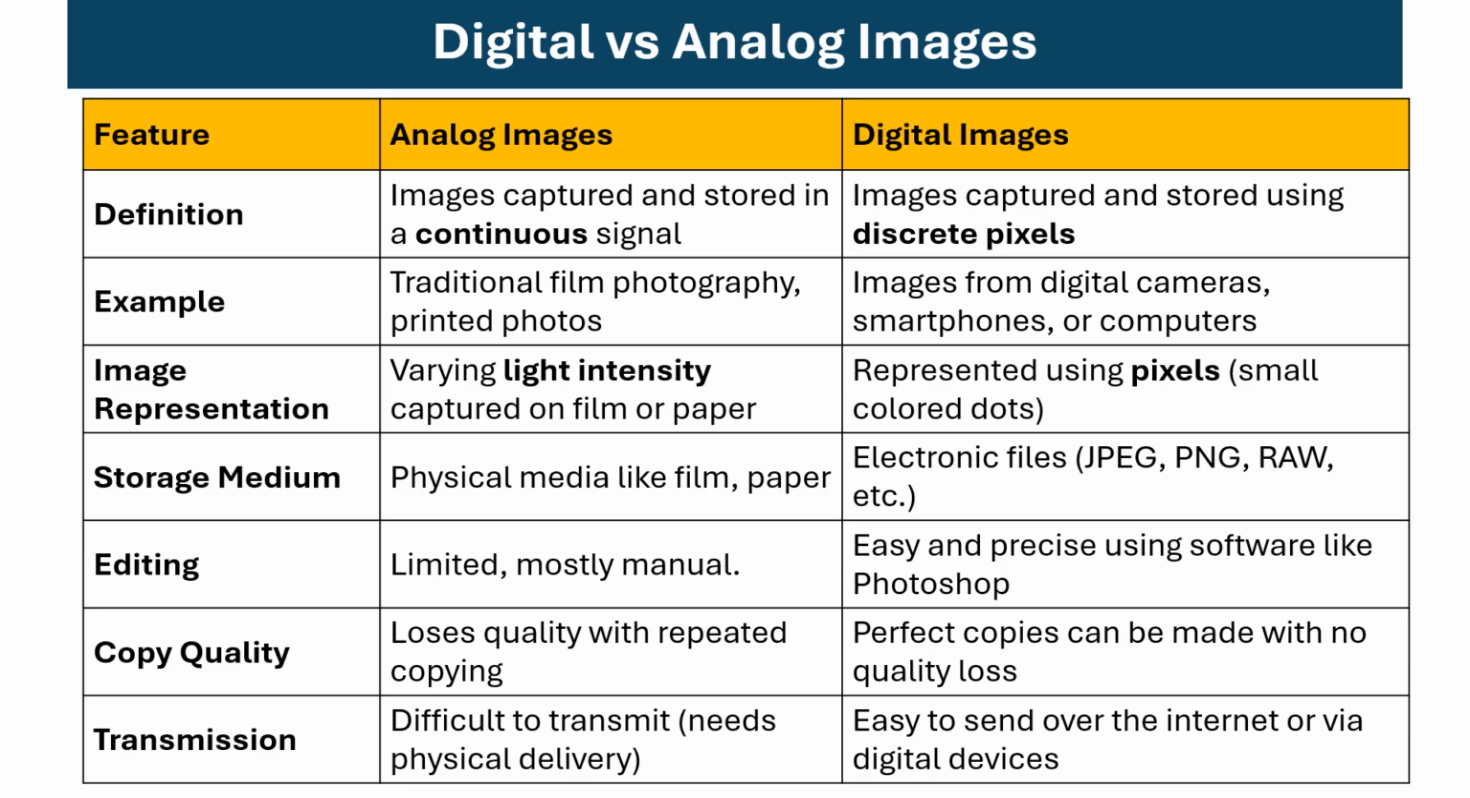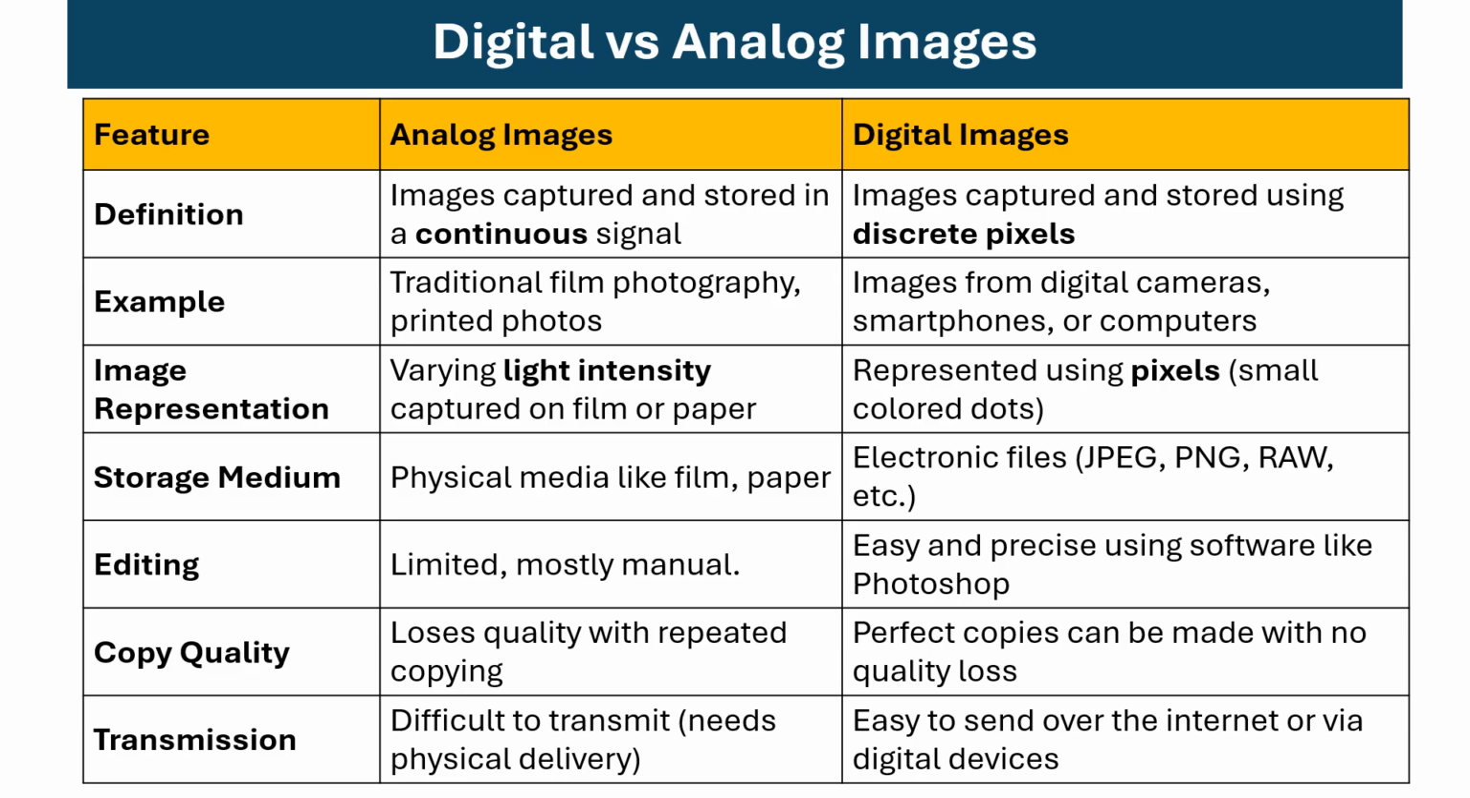This shows the difference between analog images and digital images in different features, like you differentiate them by their definition, their examples, and the image representation. As we saw, digital images use pixels, but analog images use the light intensity captured on a film or paper. Storage medium: digital images are electronically stored while analog images are stored on physical media like film or paper. In editing, okay, it's very easy to edit digital images and very limited for analog images.